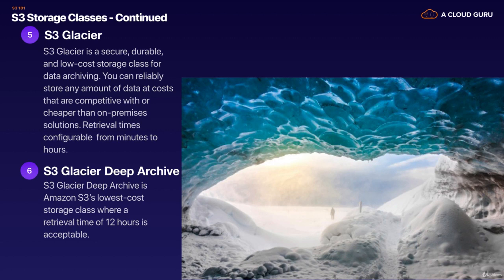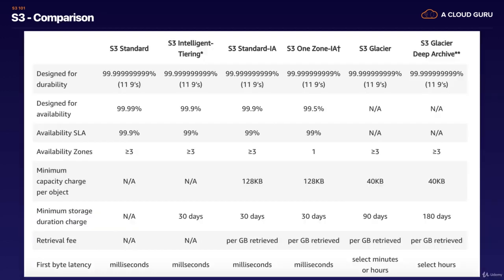Now Glacier Deep Archive is the lowest cost storage class that you can buy, but your retrieval time is going to be 12 hours. So if you want to get the data back using Deep Archive, you put in a request and it will come back 12 hours later. So those are the 6 different storage tiers, and you will need to remember those going into your exam.